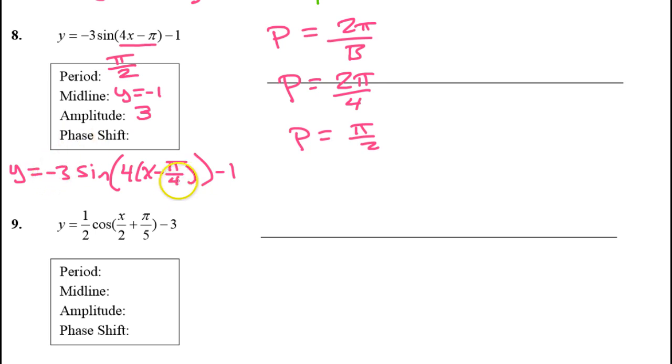The phase shift is the main reason why I had to factor this 4 outside of parentheses. The phase shift is pi over 4. All right, not pi, which is what it looked like at first. Pi over 4. Notice that it is the opposite sign. So because I had minus pi over 4, the phase shift is positive pi over 4.